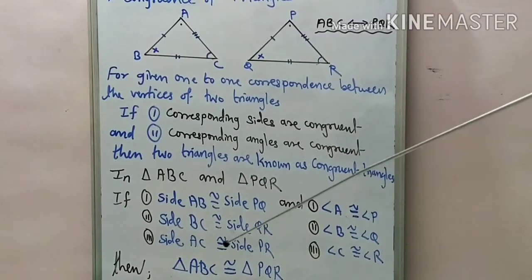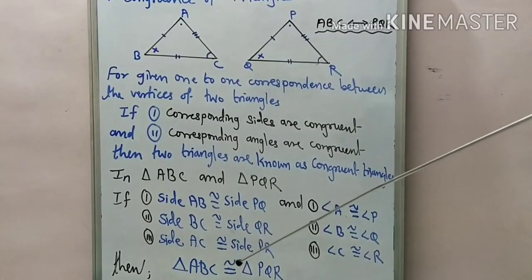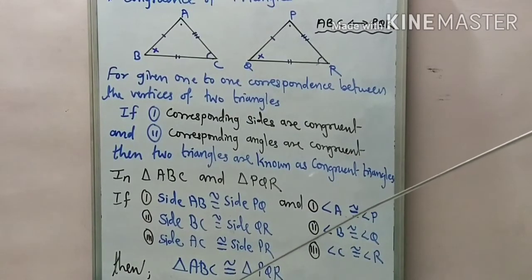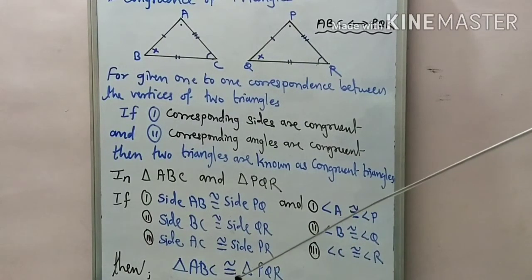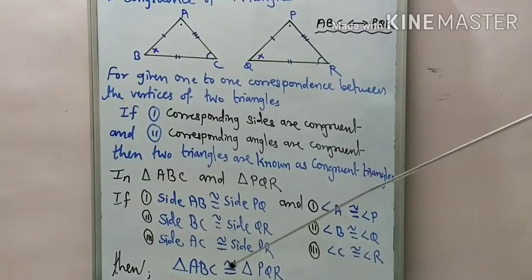Getting this, students? Using this symbol we show this congruence between two segments, two angles, or two triangles. Getting this?